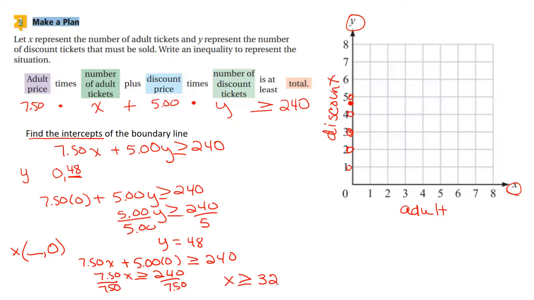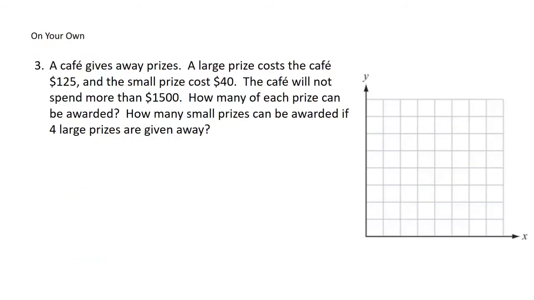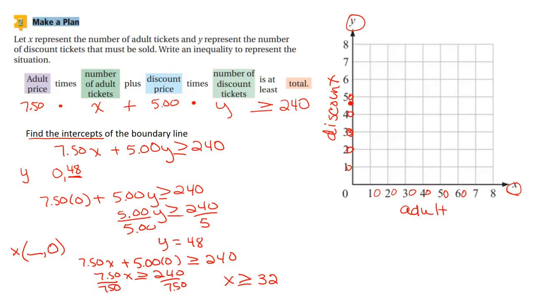So let's go ahead and plot this: 10, 20, 30, 40, 50, 60, 70. All right. And so x is going to be 32, so let's just put that about right here. So now we have both of our intercepts. Now it says greater than or equal to, so we can go ahead and make a solid boundary line.